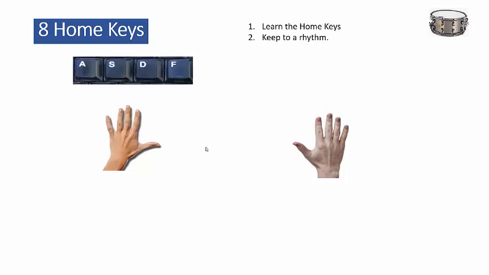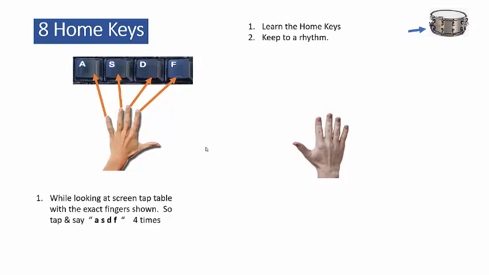Let's see. A, S, D, F. And this is the left hand. A, S, D, F. So the little finger on the A, and so on. The second finger on the S, the third finger on the D, and the fourth finger on the F. Or you might see it the other way round. However, the little finger on the A, S, D, F.